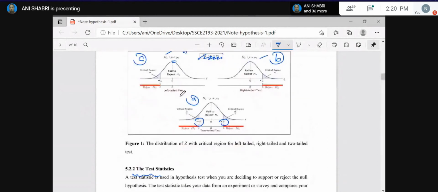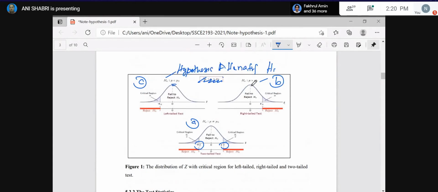Which one, A, B, or C? We have three choices for the region. Number A. Why number A? Not equal. If you see number C, it is less. Number B is greater. Look at the alternative: number C less, number B greater, number A not equal. So we take number A.